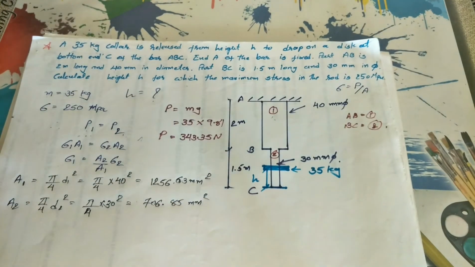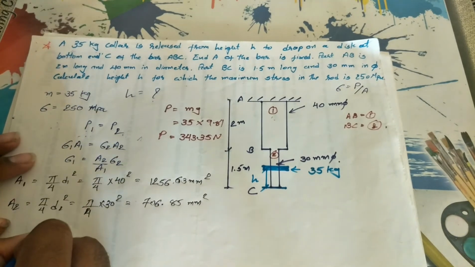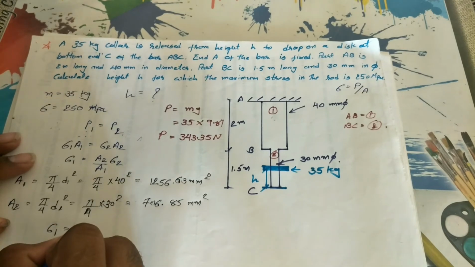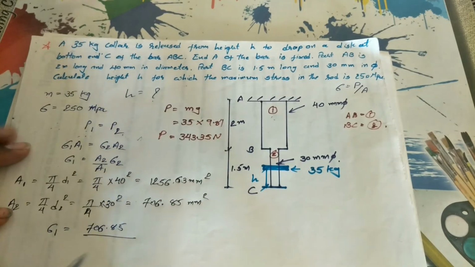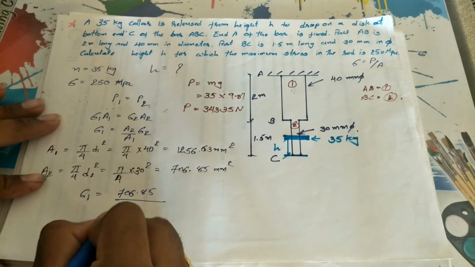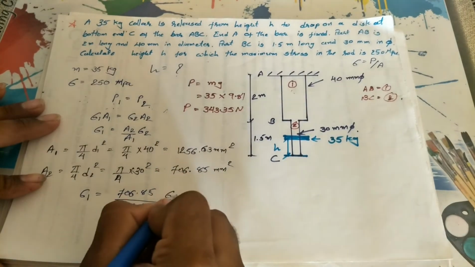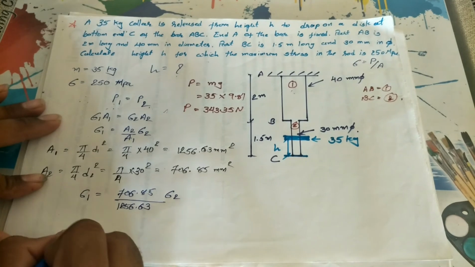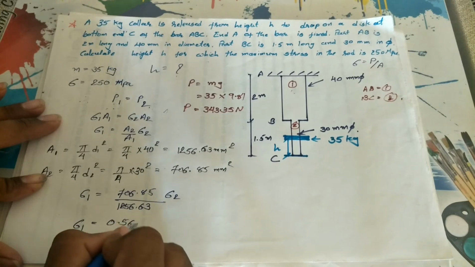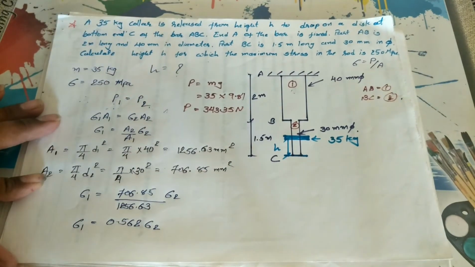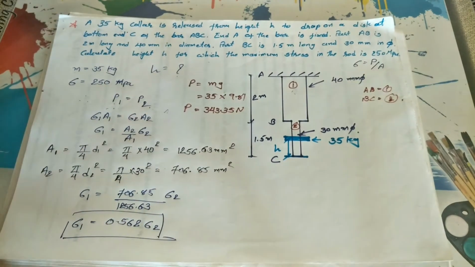mm square. Okay, so if you put this value in this formula, then sigma 1 is equal to 706.85 divided by 1256.63 sigma 2. So we'll get this value, sigma 1 is equal to 0.562 sigma 2. This equation we will get because we don't have any option to calculate the value of h.